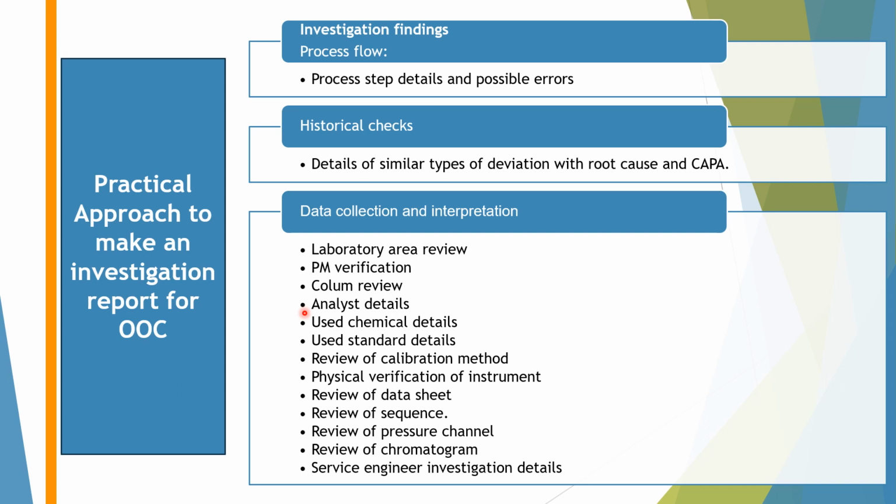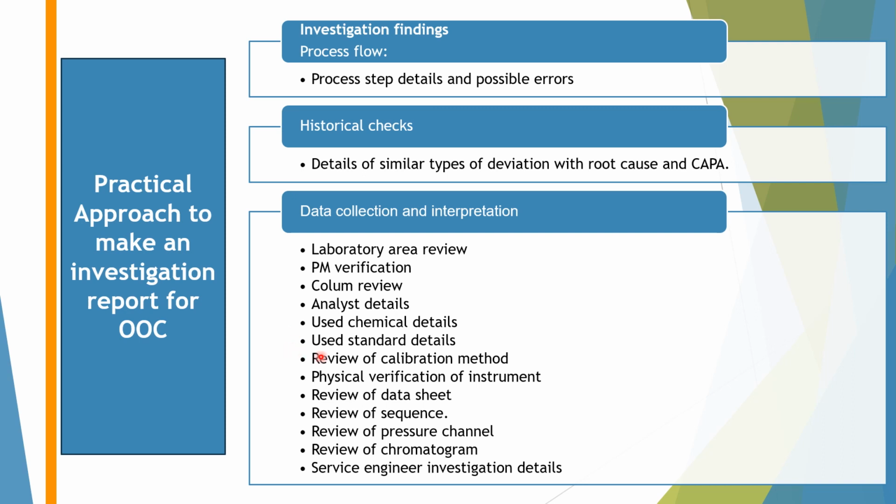So here you need to check the analyst qualification details and their training, right? That is, he or she is trained and qualified to perform the instrument calibration. So such things you need to elaborate, right? Next is used chemical details. So here you can define the chemical reagents and solvents you have used during the preparation of the test, right? So here you need to provide the details of chemical reagent and solvent used, that is name, make, batch number, and expiry date, right? So such details you need to define, right?